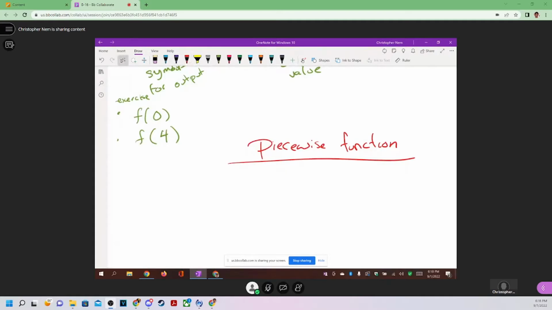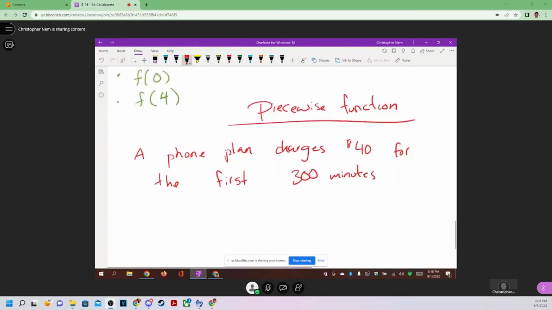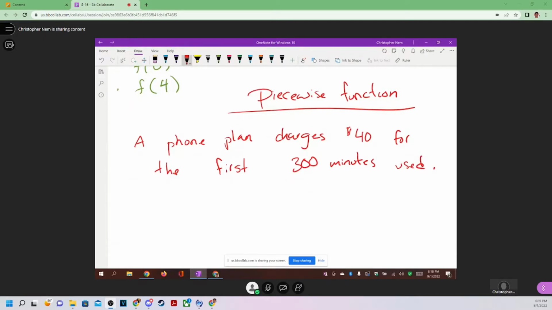So let's say I have a simple word problem like, a phone plan charges $40 for the first, let's say, 300 minutes used. It charges $40 for the first 300 minutes used. After 300, it charges $40 plus some rate of your minutes.